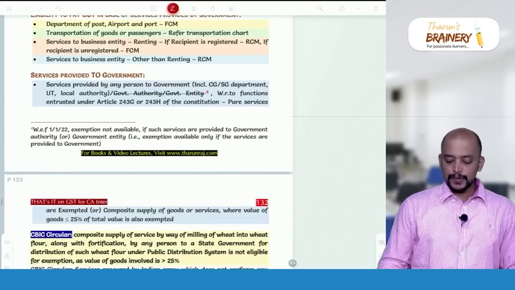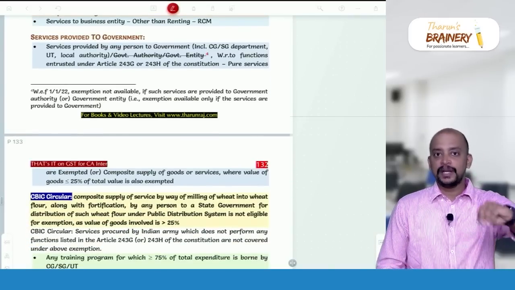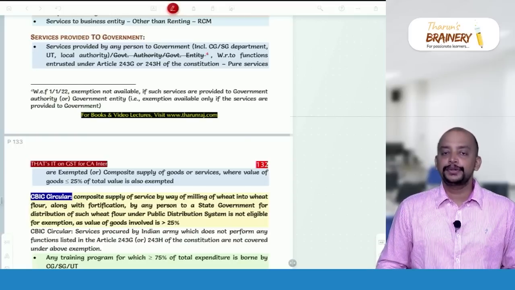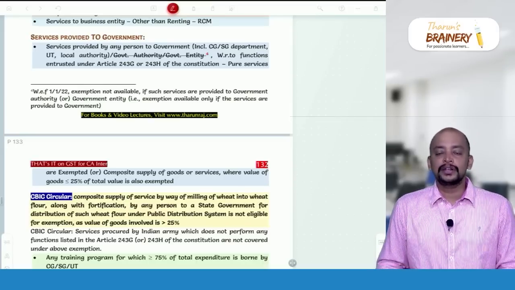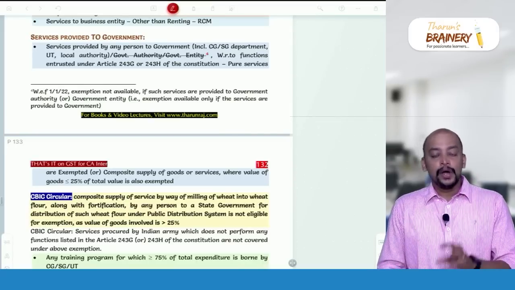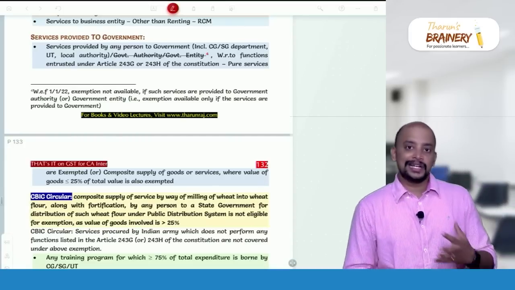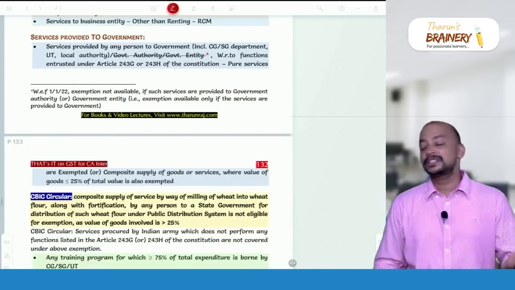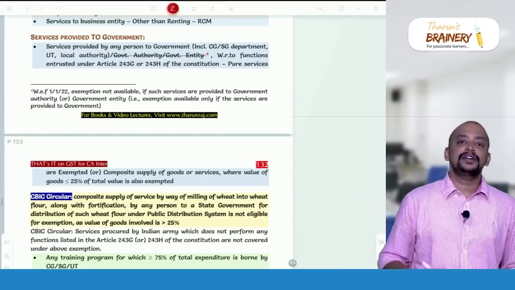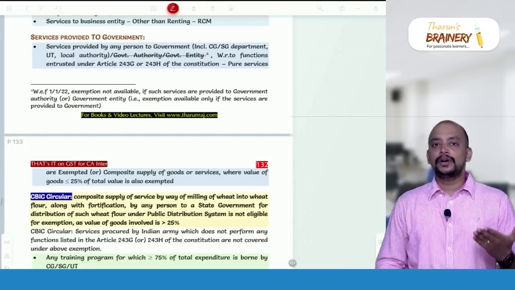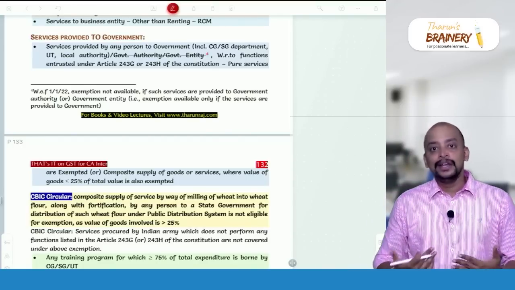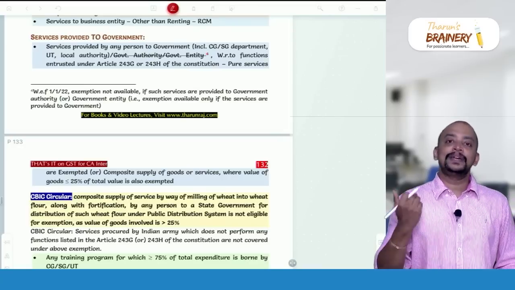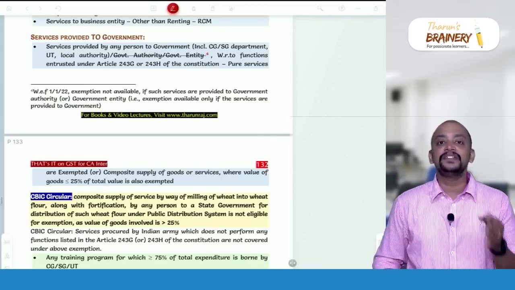So here, services provided to government, if you see, there is an amendment. Previously, any service provided to government or government authority or government entity in relation to the functions entrusted to it under the constitution, that service will be exempted. But now only if the services are provided to government. That is, I am a person providing services to government, and what services are they? Any function which the government has to do as per article 243G or 243W of the constitution, and they have outsourced it to me. Now I am doing the services to the government, and for which I will be getting some consideration. That consideration will be exempted if it is a pure service.